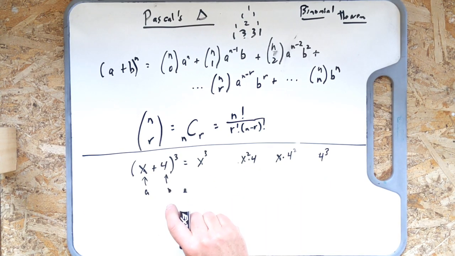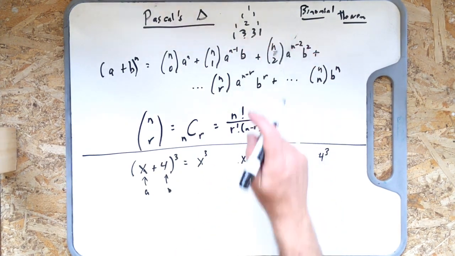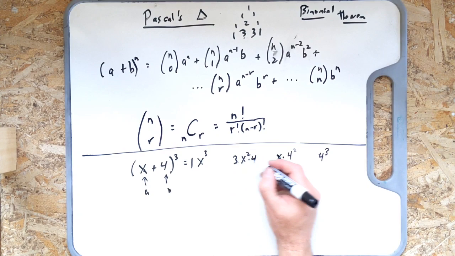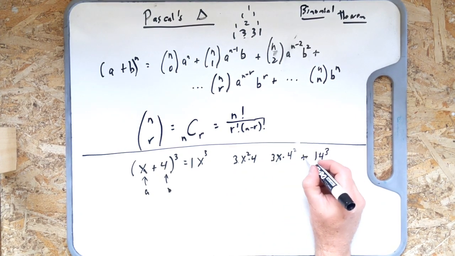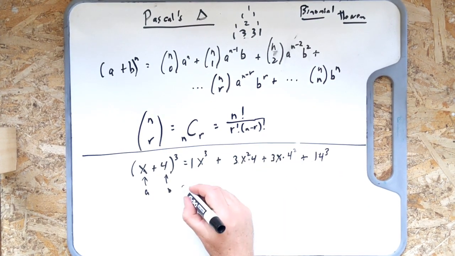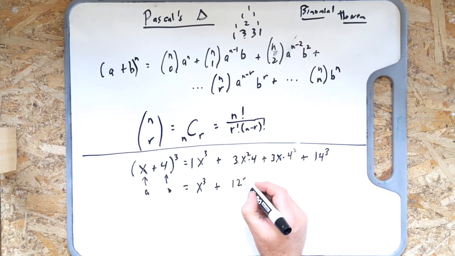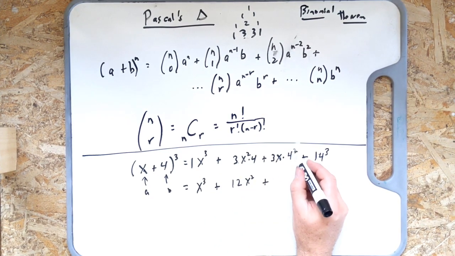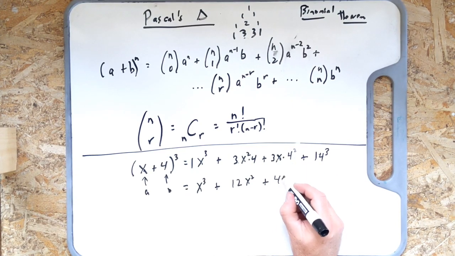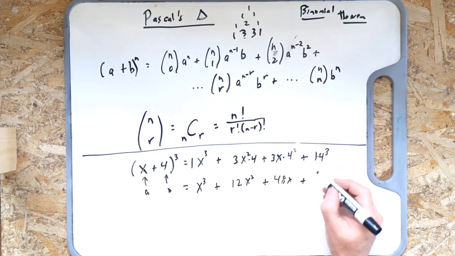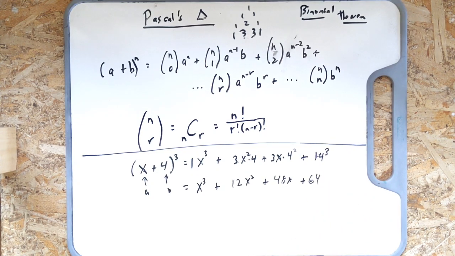Now I have to get the coefficients, which I haven't done. I could use Pascal's formula, which just says 1, 3, 3, 1. Put those in front. 1, 3, 3, 1. That's all multiplication. This becomes x cubed plus 12x squared, 3 times 4, plus 16 times 3, or 48x, plus 1 times 4 cubed, plus 64. There we go.